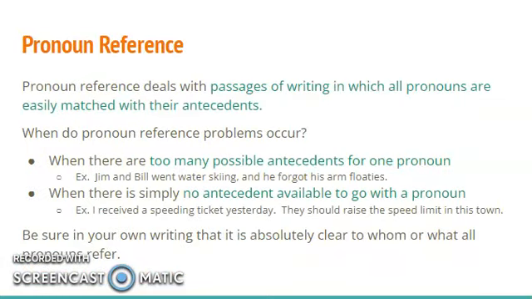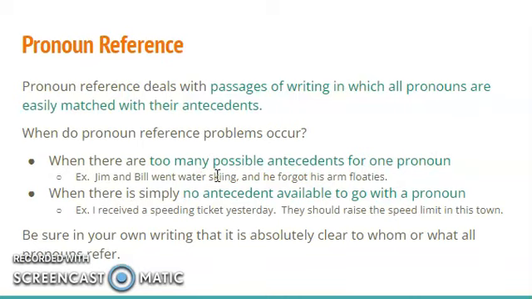All right, so now we're going to get into our second rule, which is pronoun reference. And so what that is, it's when we have a passage of writing, we need all of the pronouns to be easily matched with their antecedent. And we can have pronoun reference errors when one of two things is happening. So the first example would be if there are too many possible antecedents for one pronoun. And we see that right here.